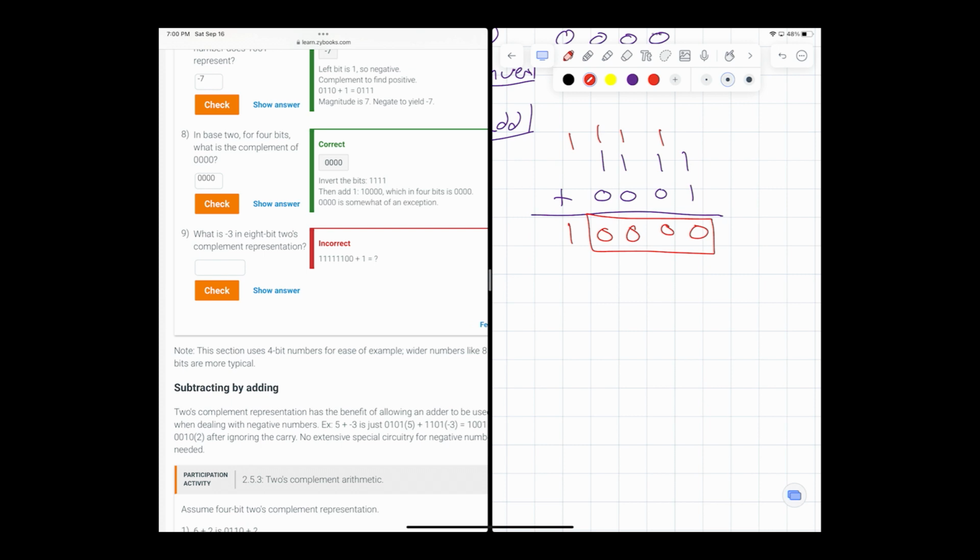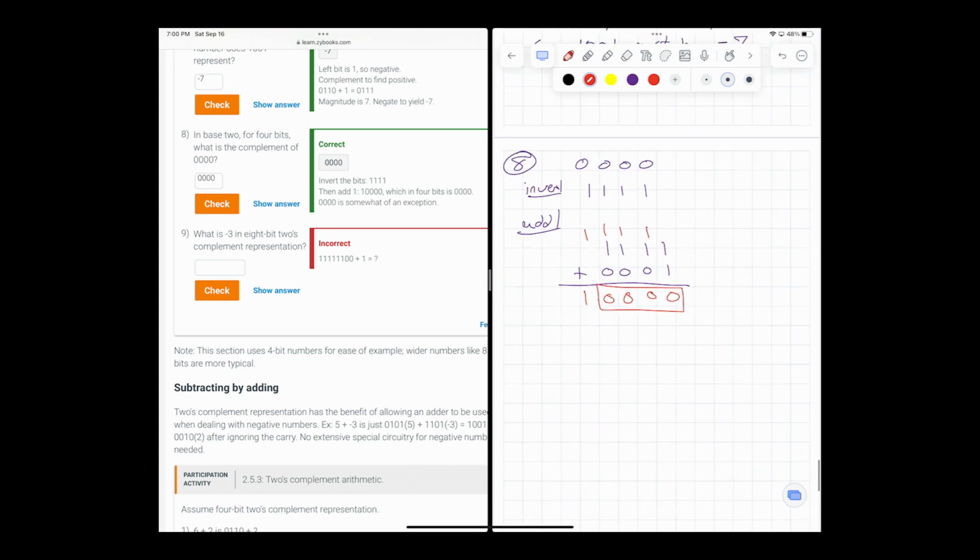And that makes sense because the whole point is that you use 2's complement to figure out what the negative of a number is. But what's the negative of 0, right? The negative of 0 should be 0. So the complement of 0 is 0. So we started with 0 and we ended with 0.